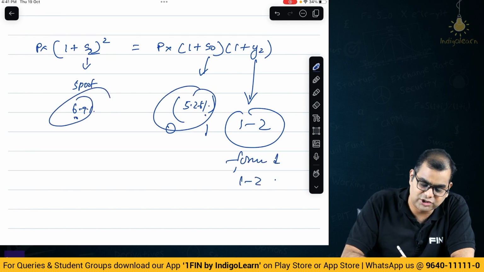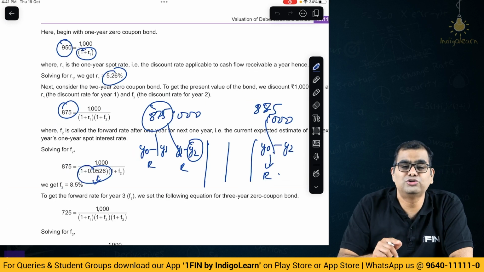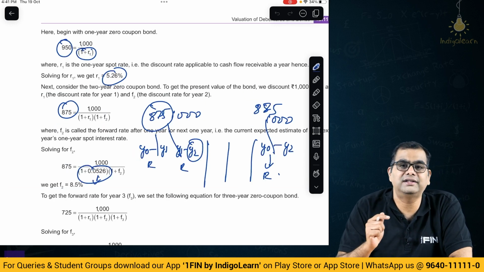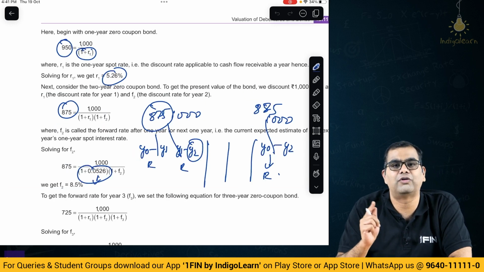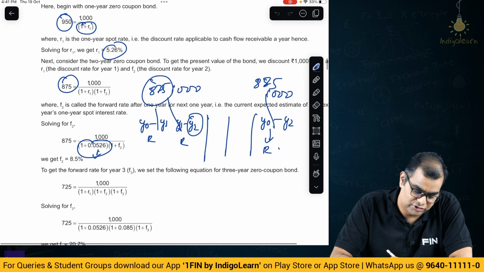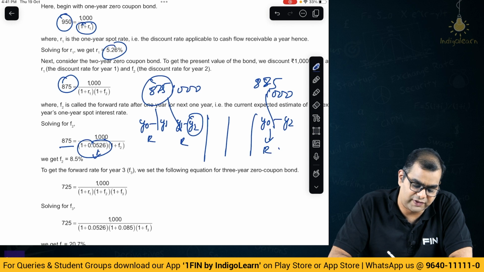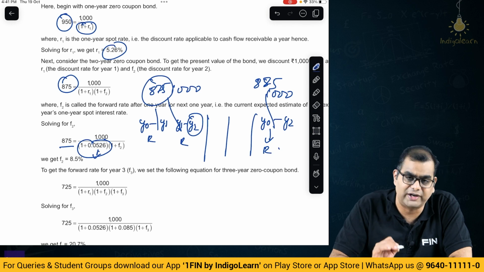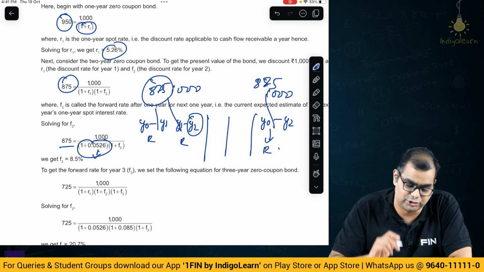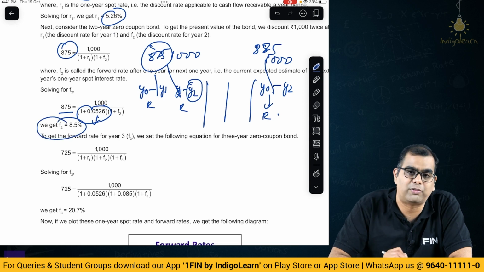You use 2 interest rates to figure out the third interest rate. So, you use the 0 to 2 rate and the 0 to 1 rate to arrive at the 1 to 2 rate. That is what we have done. So, you see here what have we done? 875 is equal to 1000 by 1.0526 into (1 + F2). F2 is the forward rate from year 1 to year 2. So, you get F2 as 8.5%.